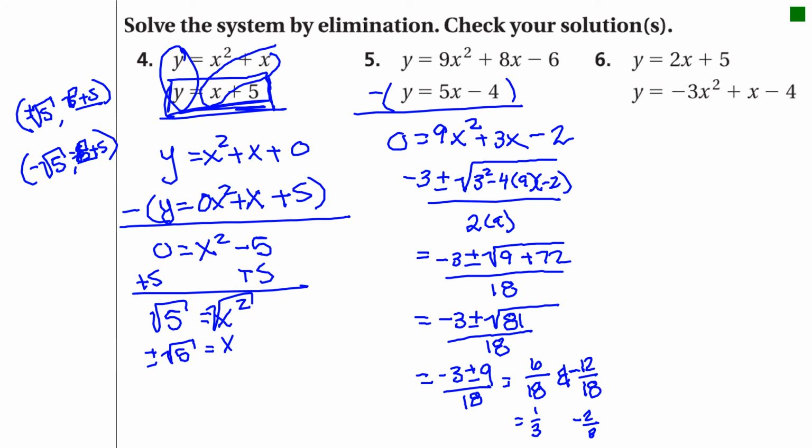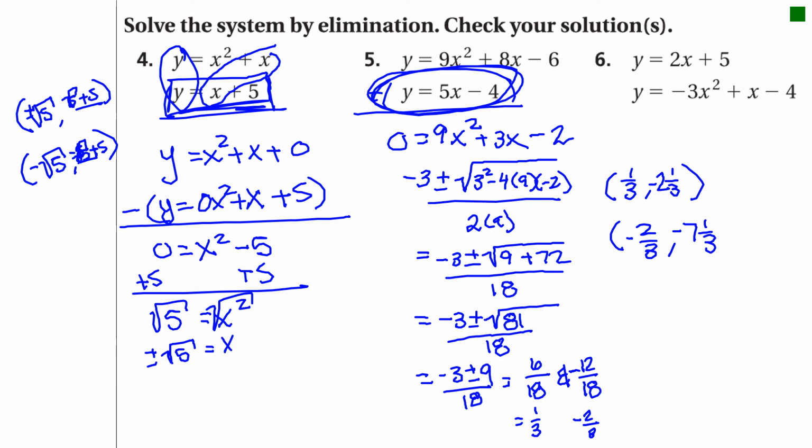Now we have to plug them back in to find our two y's. And I'm going to plug them into the easy equation. And when I plug them in, I'm going to do 5 times 1/3 and then minus 4. And I will find that to be negative 2 and 1/3. So our first one is 1/3, comma, negative 2 and 1/3. And our second one is going to be negative 2/3, comma, negative 7 and 1/3. All right, for time's sake, I'm going to go ahead and move on.